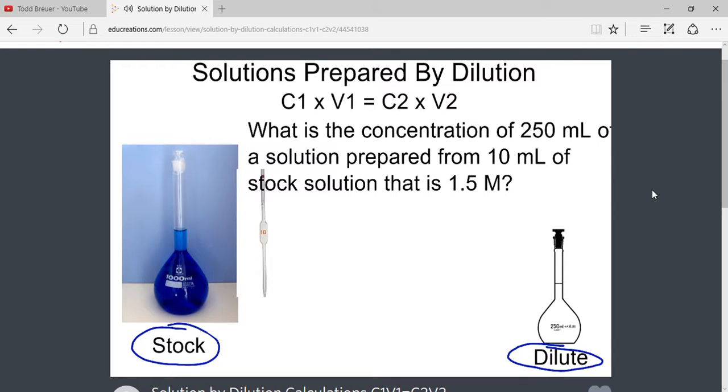In this case, it looks like we'll be taking 10 milliliters of stock solution, delivering it to another flask, and then filling it to the line of 250 milliliters. Essentially, this prepares a more dilute solution from the stock.